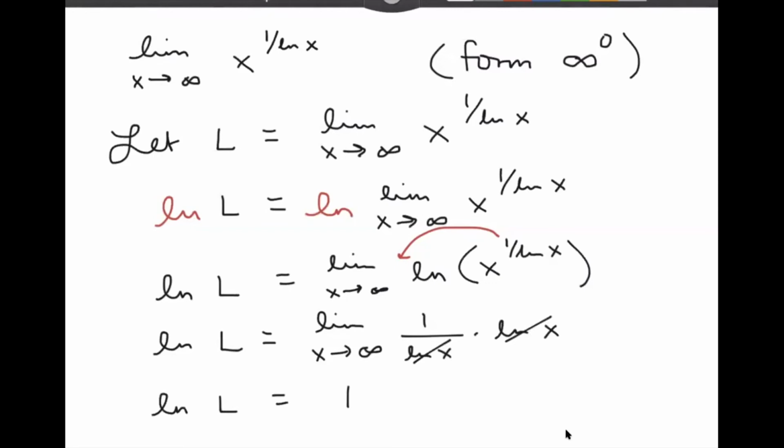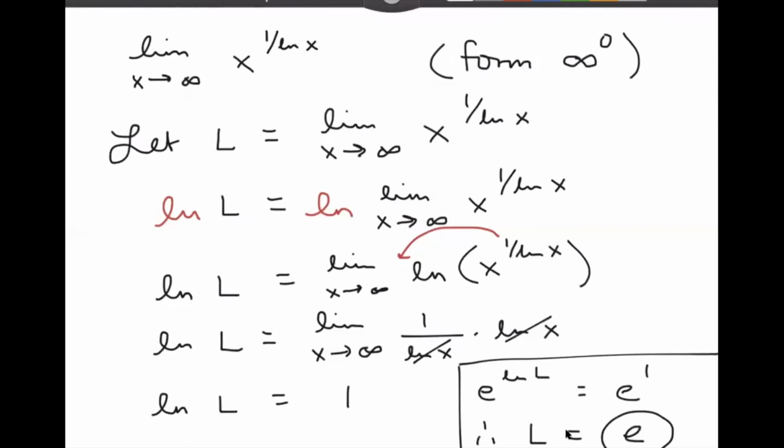Well, no, we don't. The answer is L. We have natural log of L, all right? So at the very end, you just have to remember to exponentiate both sides of that equation. E to the natural log L is equal to E to the 1. So believe it or not, this limit is equal to E.